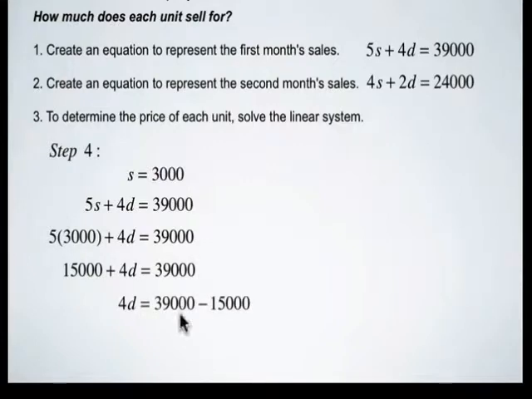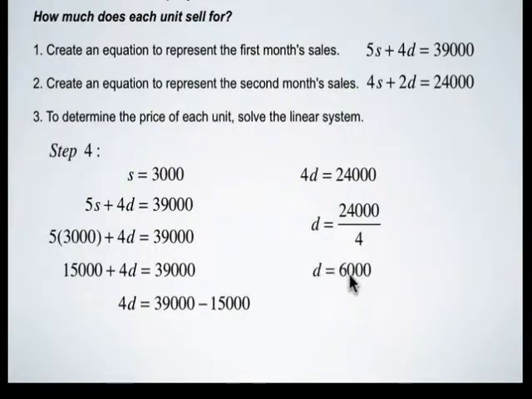Subtract 15,000 from both sides. So we end up then with 4D is equal to 24,000. We're going to divide both sides by 4. So D is equal to 6,000. So that our fourth step is done. So each deluxe unit sells for $6,000.